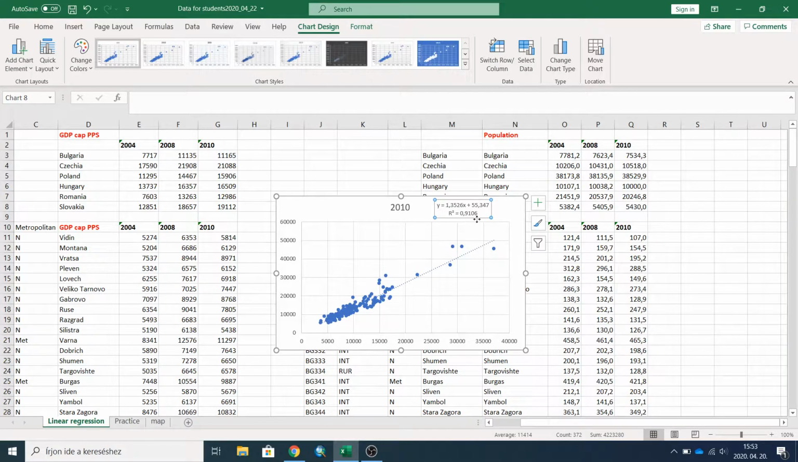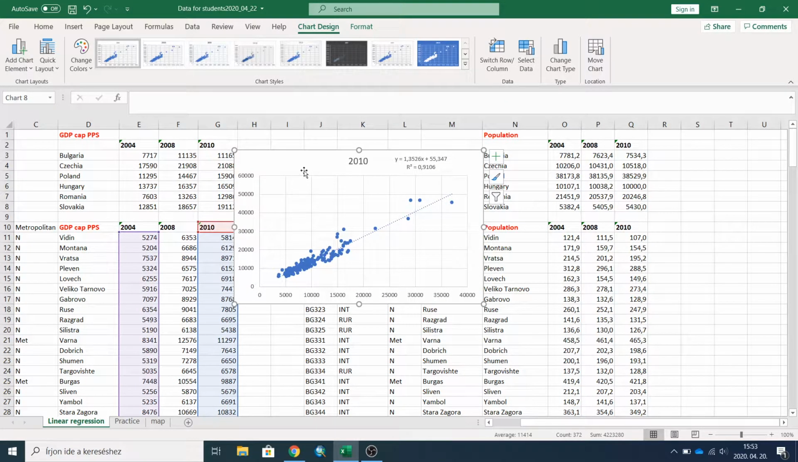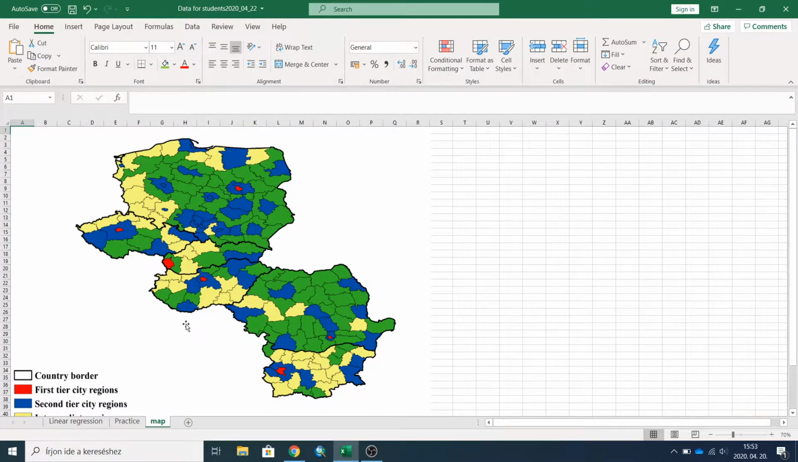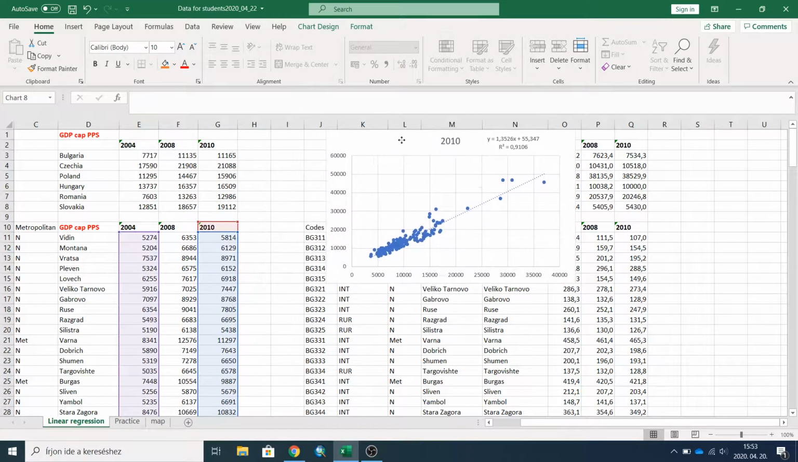You can see a very strong determination influence. This also shows us very strong territorial differences in post-social countries. Post-social countries have NUTS 3 regions. There is no surprise in this case.